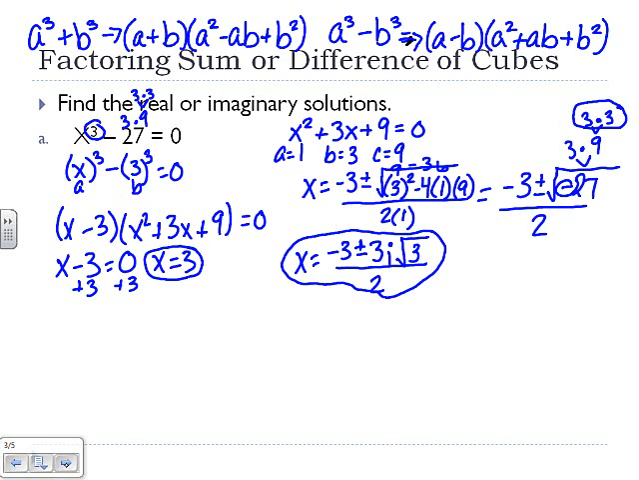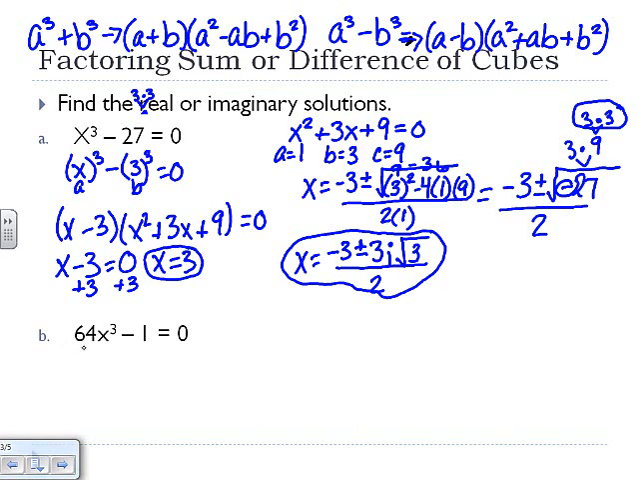Let's try one more of those. 64x cubed minus 1. This time we have not only a variable in the first term, but a number as well. So when we find what cubed will make that first term, we have to think about the 64 and the x. I know that 64 is 4 times 16, and 16 is 4 times 4. So 4 cubed will make 64, and x cubed will make x cubed.